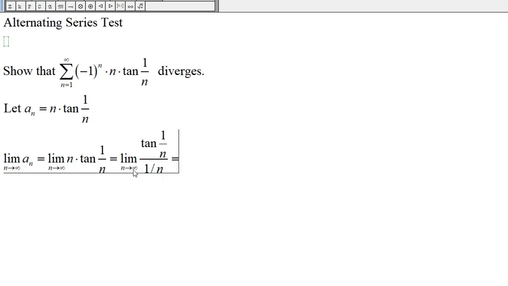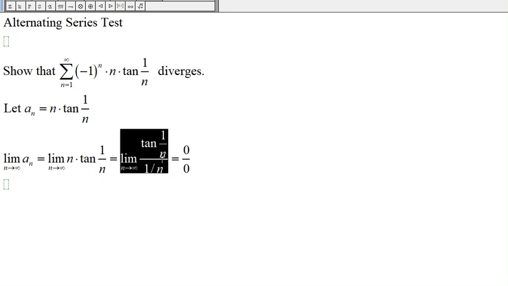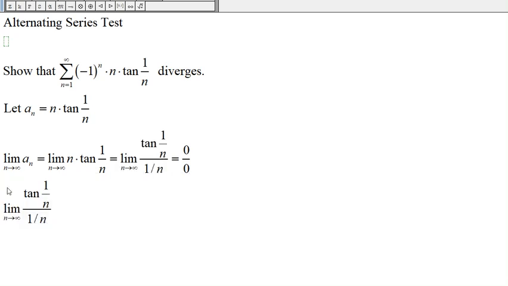As n approaches infinity, 1 over n will approach 0, and tangent of 0 is 0. And so at the bottom we also get 0. So we get the indeterminate form of 0 over 0, and therefore we can use L'Hopital's rule. And so here we just take the derivative of the top and the derivative of the bottom.